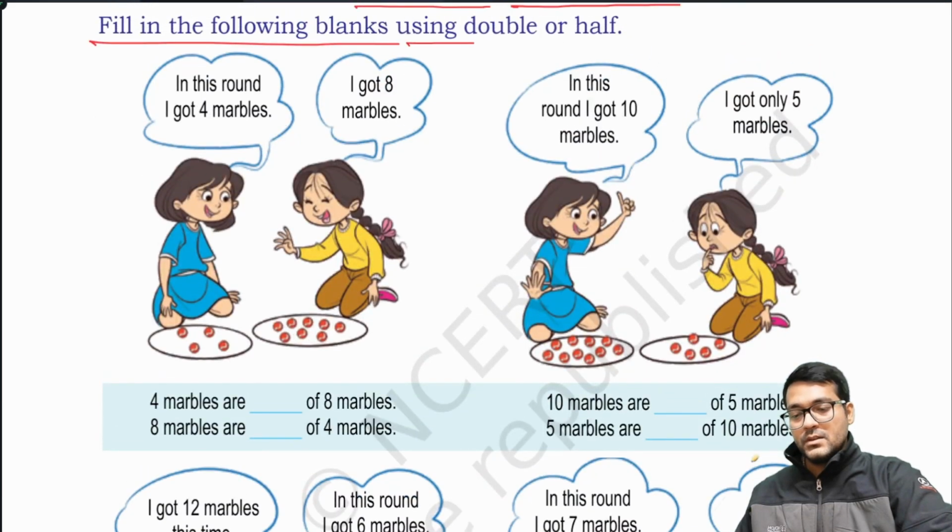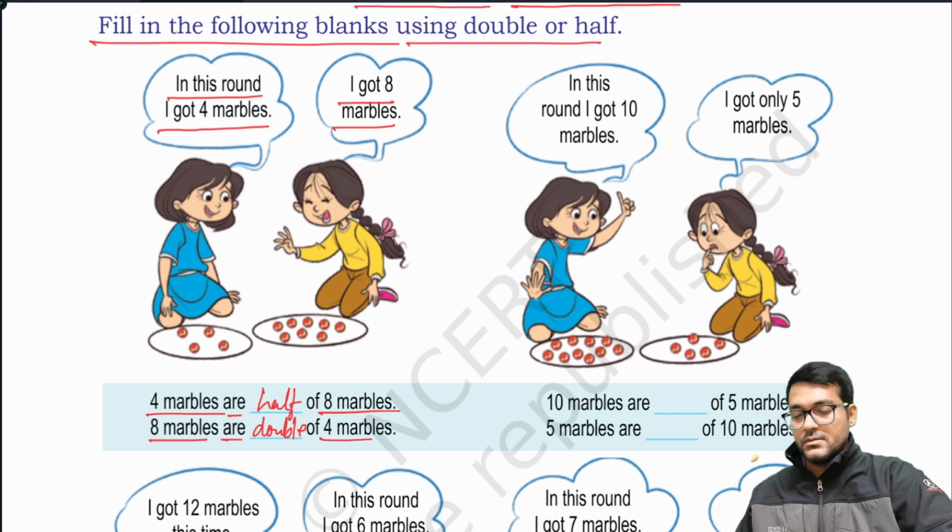Fill in the following blanks using double or half. Sabnam says, in this round I got 4 marbles. Mukta says, I got 8 marbles. That means 4 marbles are half of 8 marbles. 8 marbles are double of 4 marbles. In this round I got 10 marbles. I got only 5 marbles. That means 10 marbles are double of 5 marbles. 5 marbles are half of 10 marbles.